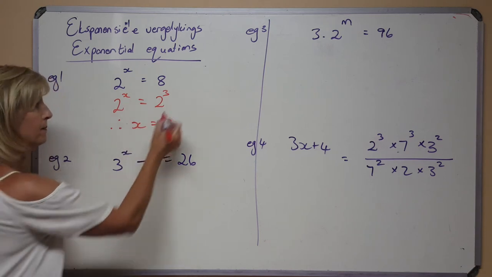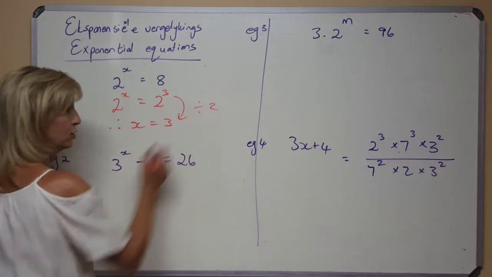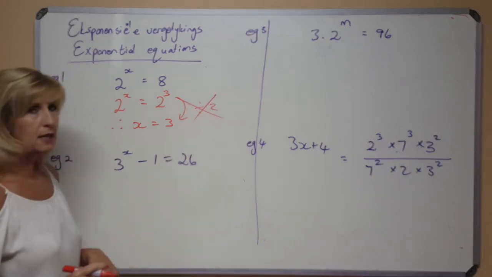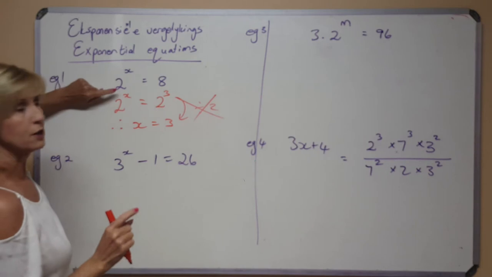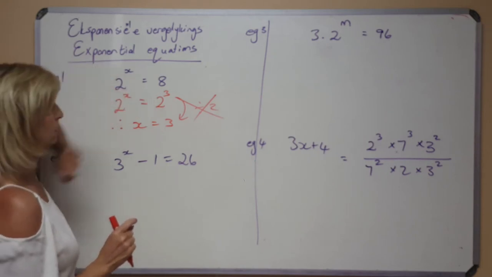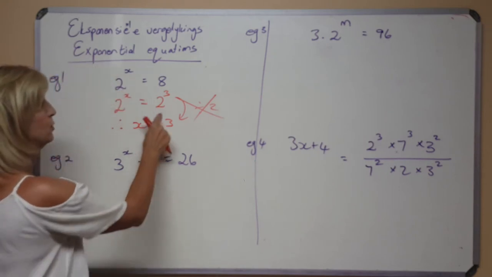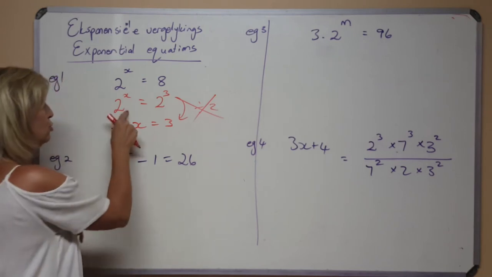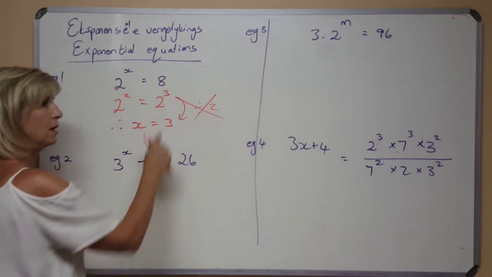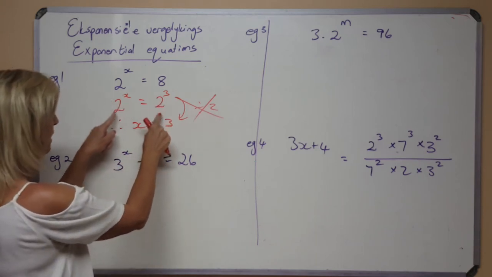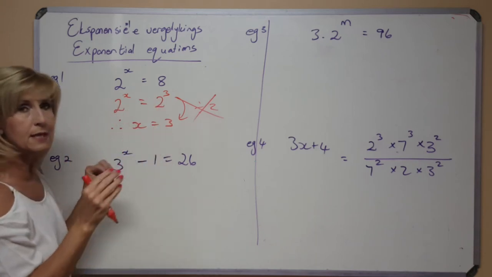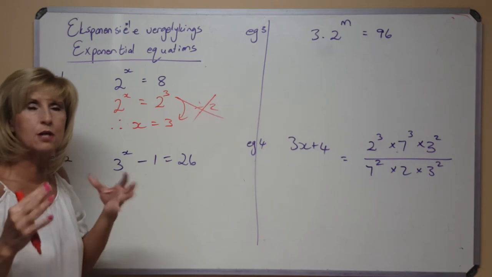Nou luister mooi vir my. It's not divide by 2. That's nonsense. Dis nie gedeel deur 2 nie. Jy maak 'n afleiding om te sê, hoorie, juffrou wil weet 2 tot die wat is 8. 2 tot die wat is 2 tot die 3. Listen to my words. 2 to the what is 2 to the 3. So the what is 3. Okay? It's not that you divide that by a 2. It's nothing mystical happening. You're making a logical solution.